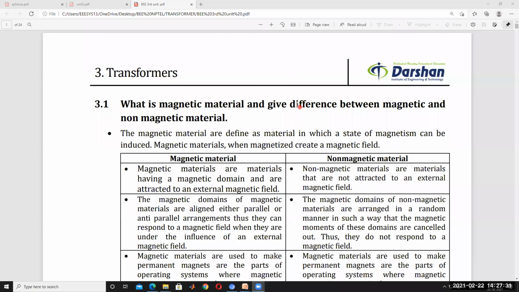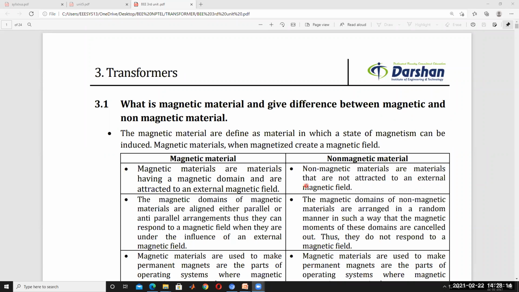Okay, in a transformer there are different types of auxiliary equipment. One of the main important concepts is the transformer core. There are different types of transformer cores used: magnetic material and non-magnetic material. Generally, we are using magnetic type material, so first we have to concentrate on what magnetic material is. What are the different types of magnetic and non-magnetic materials?